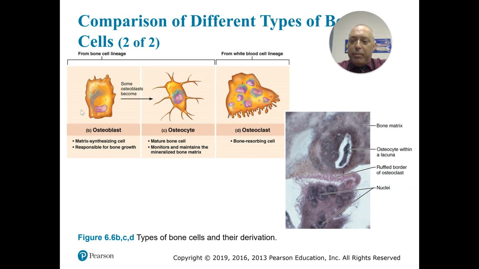So we've got an osteoblast that differentiates into an osteocyte that produces bone. Then we've got a separate cell, an osteoclast, which comes from white blood cell lineage, which is actually going to reverse what the osteocyte does, and it's going to resorb the bone. Here is a lacuna showing an osteocyte in the lacuna. They're no longer dividing.